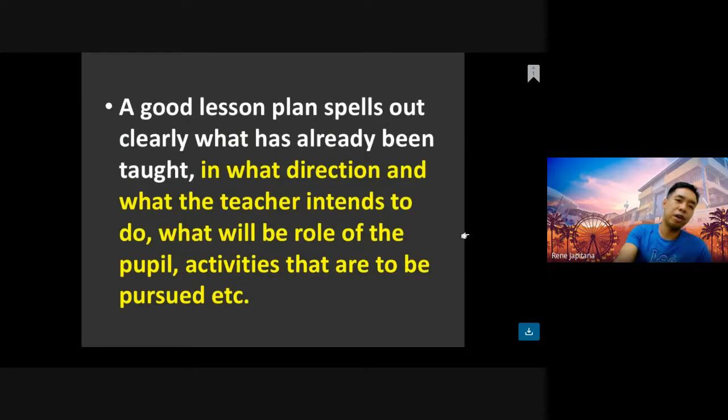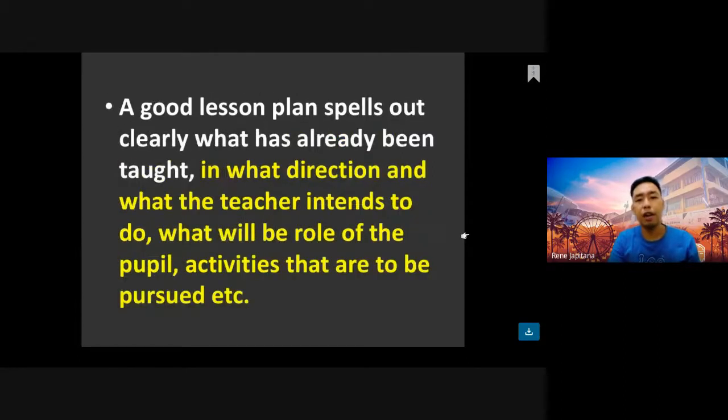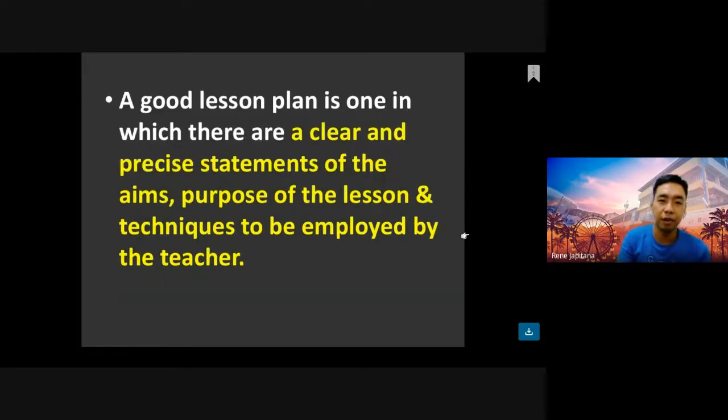So there are some criteria to tell us that this lesson plan is good, satisfactory, or exemplary. A good lesson plan spells out clearly what has already been taught, in what direction, what the teacher intends to do, and what the role of the pupil and the pupil activities are that are to be pursued. Those are the criteria to consider that your lesson plan is a good lesson plan.